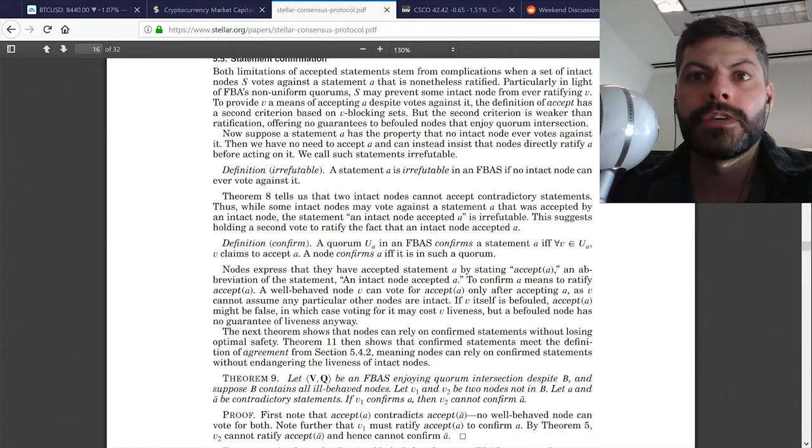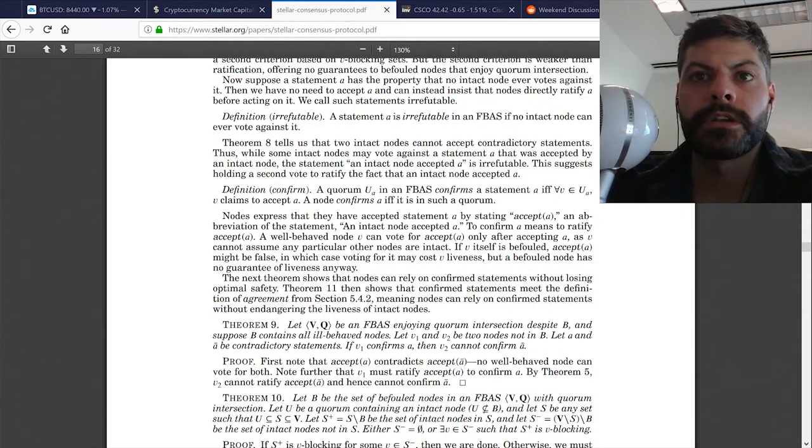A well-behaved node V can vote for "accept A" only after accepting A, as V cannot assume any particular other nodes are intact. If V itself is befouled, "accept A" might be false, in which case voting for it may cost V liveness. But a befouled node has no guarantee of liveness anyway. The next theorem shows that nodes can rely on confirmed statements without losing optimal safety. Theorem 11 then shows that confirmed statements meet the definition of agreement from section 5.4.2, meaning nodes can rely on confirmed statements without endangering the liveness of intact nodes.